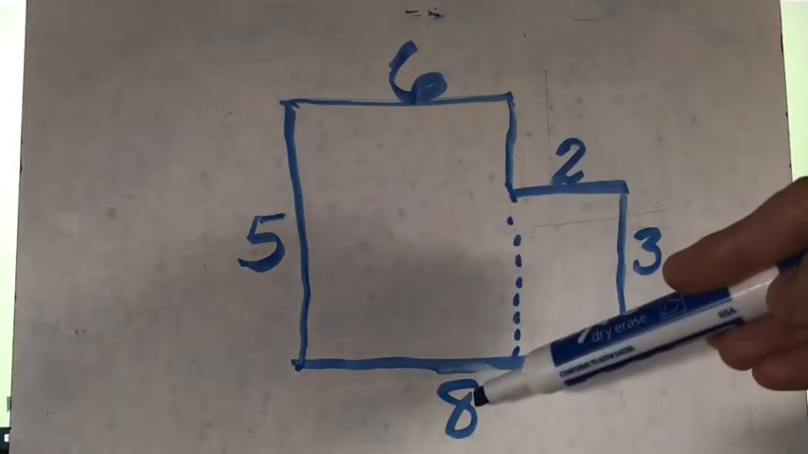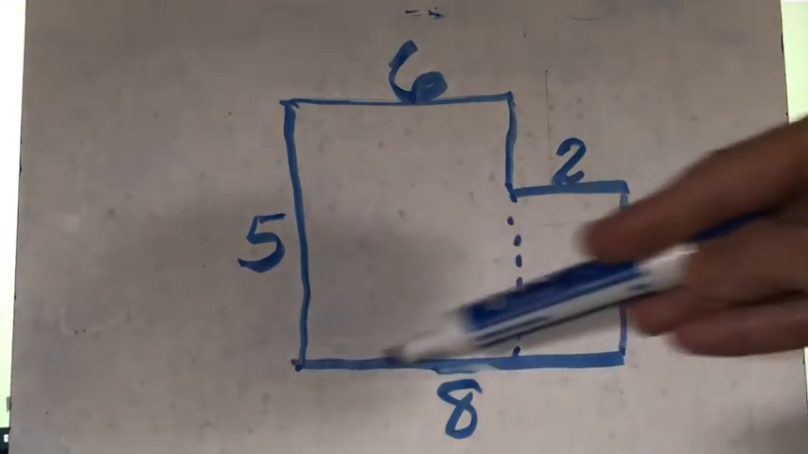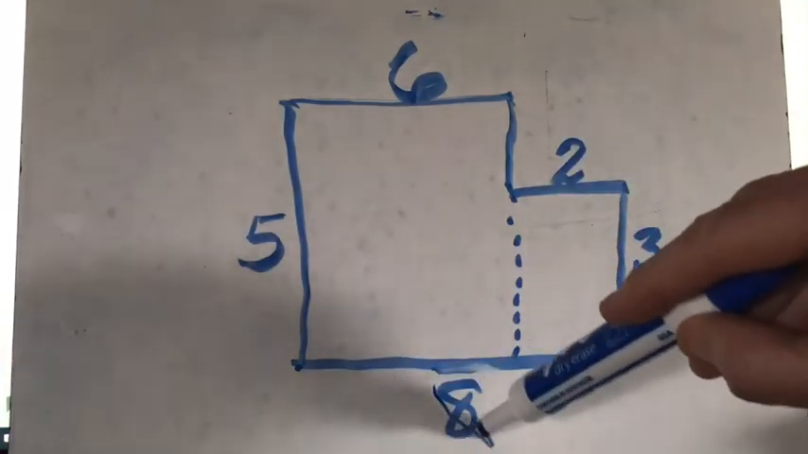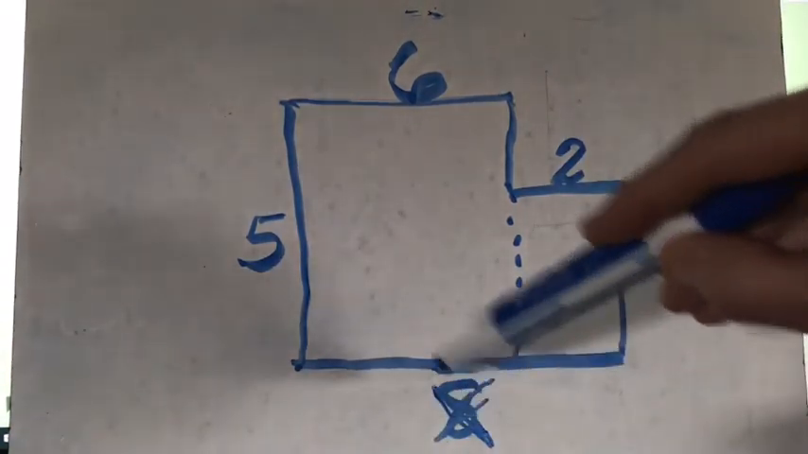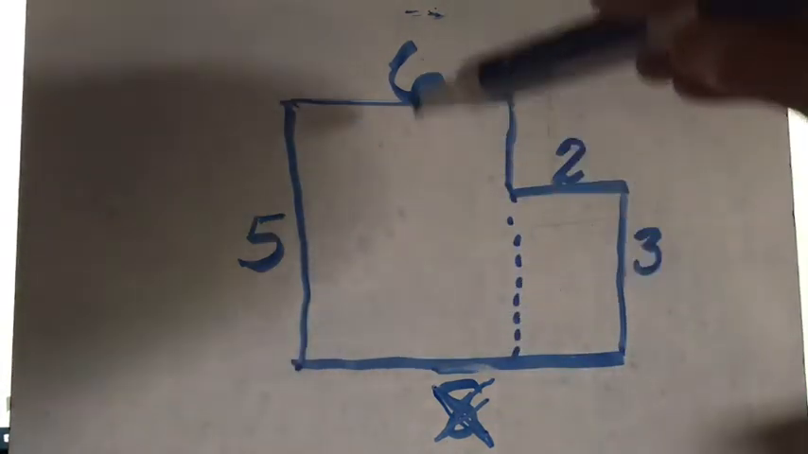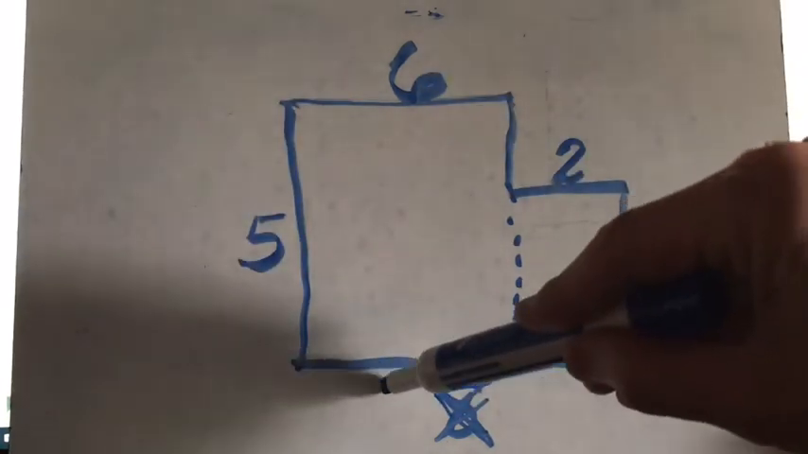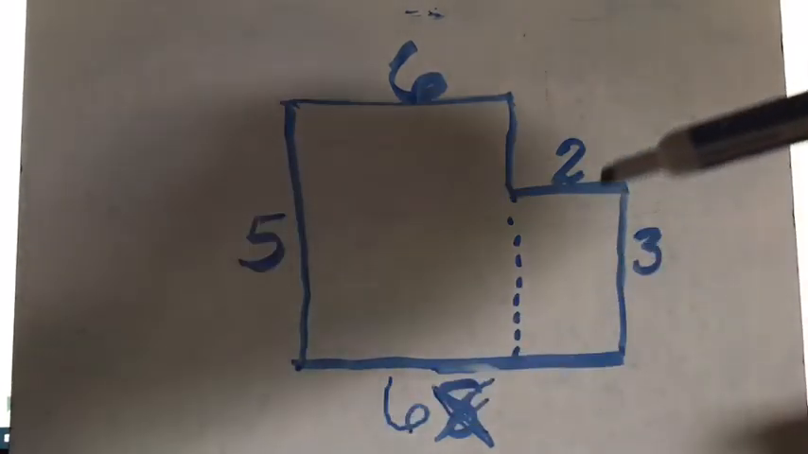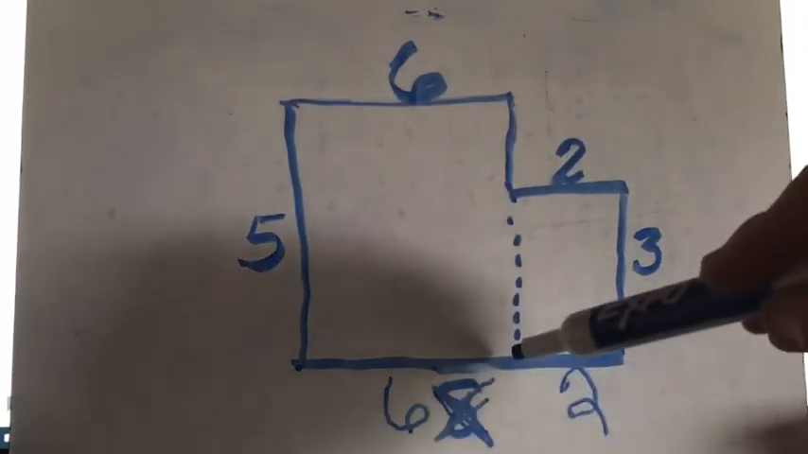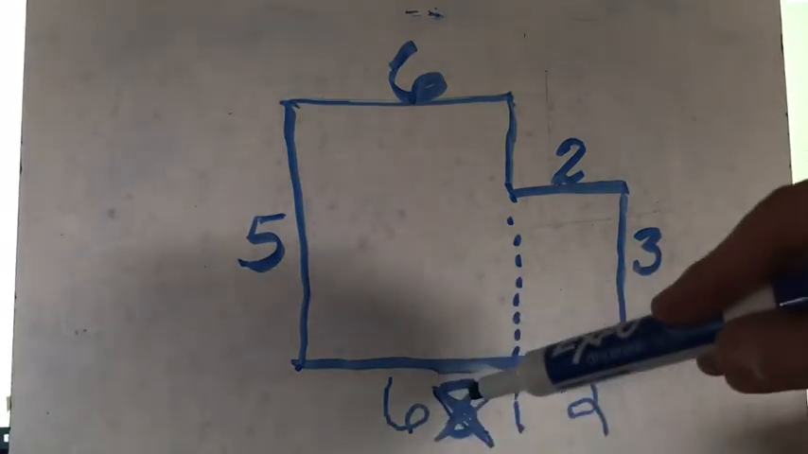We have a 6 and an 8. This 8 is for this long line all the way at the bottom. With this dotted line, this 8 is what the whole line equals. If I look, opposite sides of a rectangle are the same. So if this is 6 up here, this must be 6. And if this is 2, this side must be 2 if this dotted line continues. And 6 plus 2 gives us that 8 back.